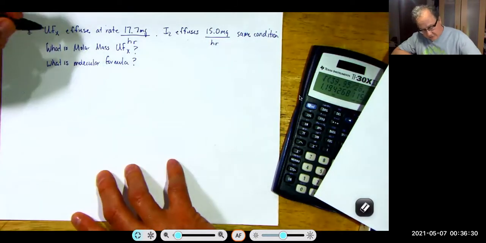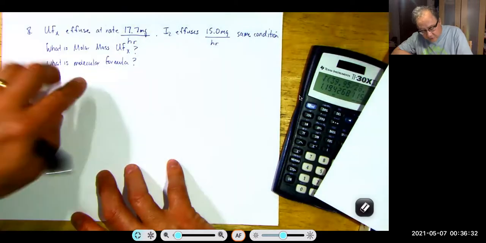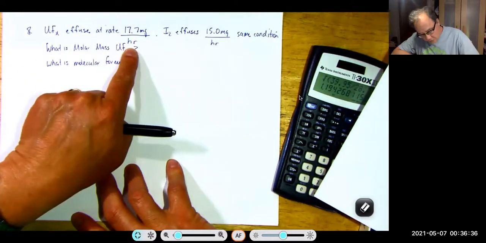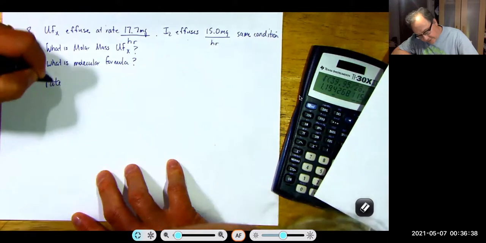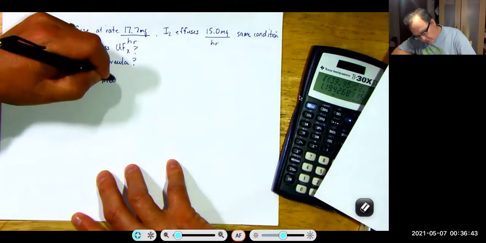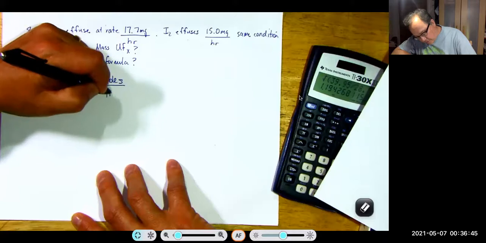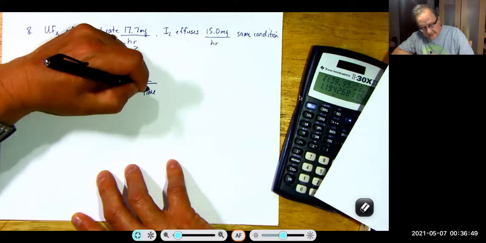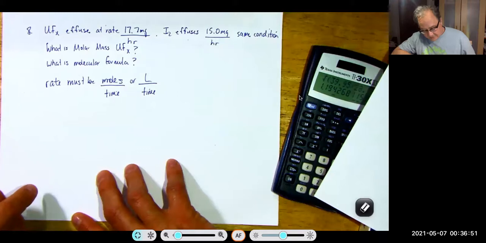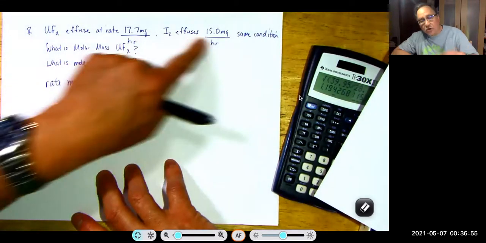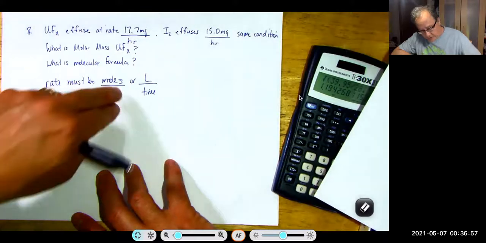Okay, so the problem with these diffusion rates is that they are grams per time. The rates must be moles per time or liters per time, and that isn't either. So what we're going to do here is take these rates and turn them into moles per time.